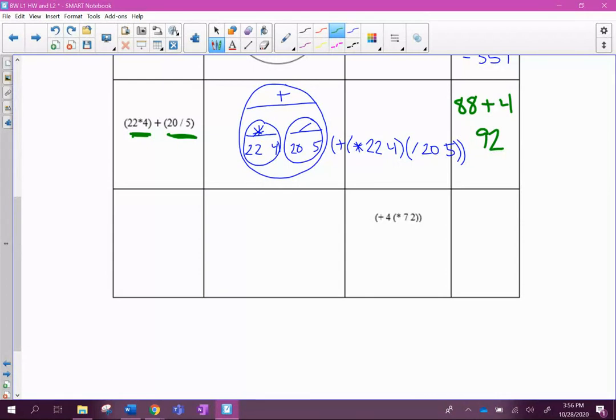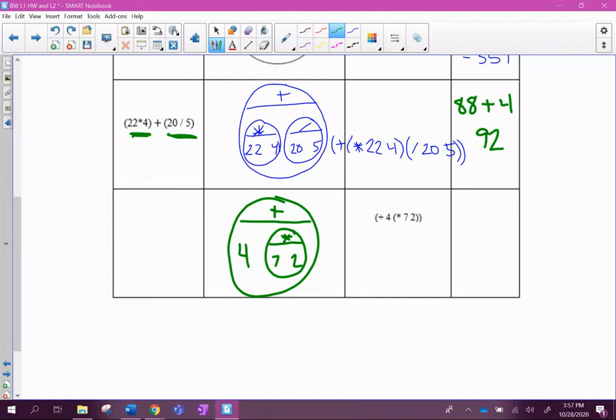Okay. So in the last row here, we have the code. So let's do our circle of evaluation first. My overall operation is addition. Then we have 4. Then I see another set of parentheses, which means that has its own circle. The operation for that is multiplication, and we're multiplying 7 and 2.